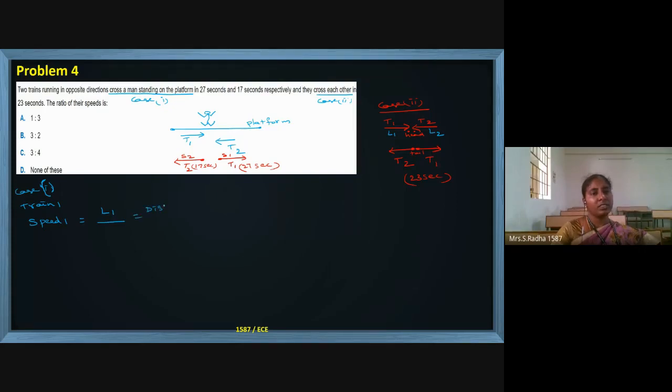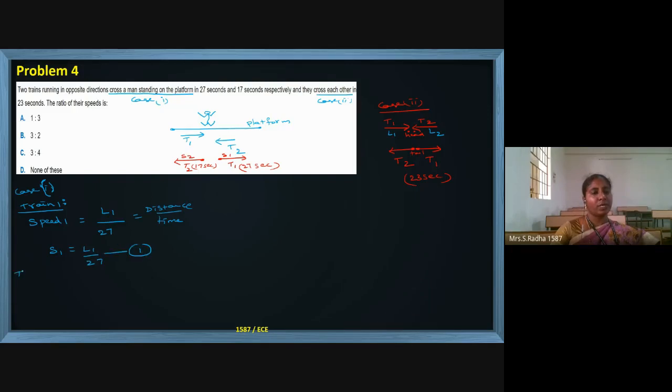Distance divided by time: length of train 1, and the time taken by train 1 is 27 seconds. Speed I am taking in meters per second, length in meters, and time in seconds. This you have to understand. So S1 is nothing but L1 by 27. This is my first equation.